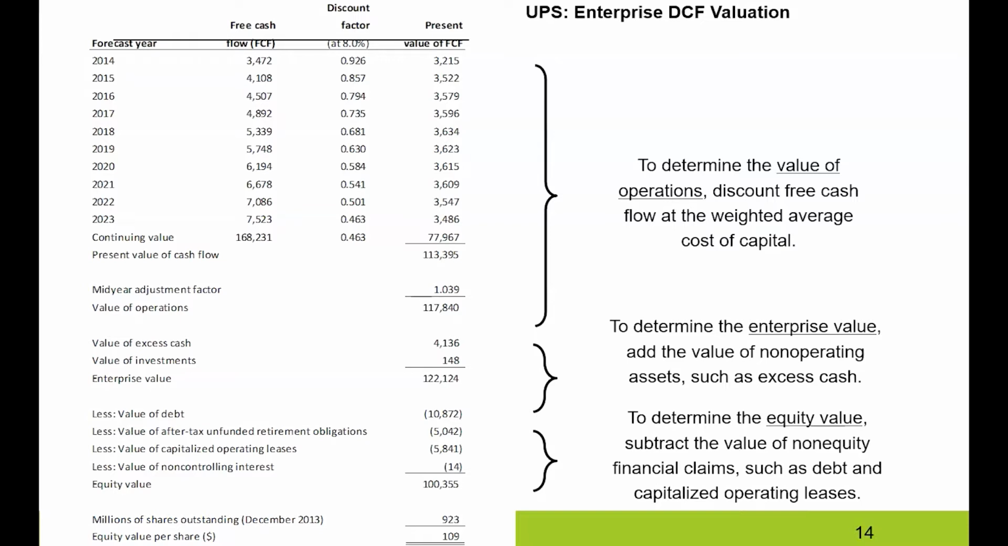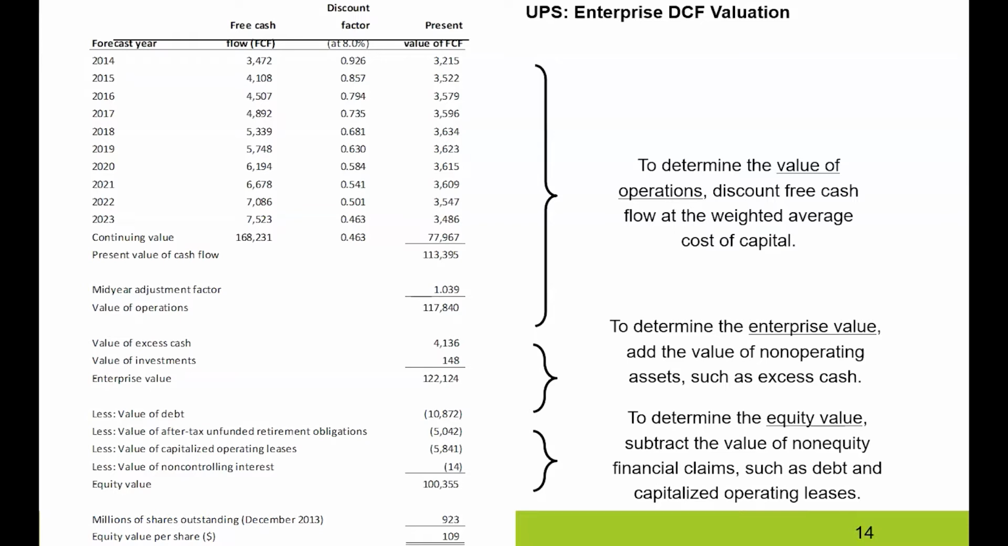We add them all together. That is the present value of the firm's future cash flows. And that is what we call the value of operations. Right? And we've discounted all those at the WACC. That's how we got the present values.